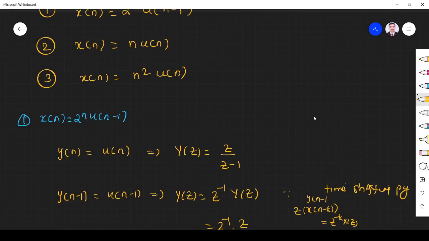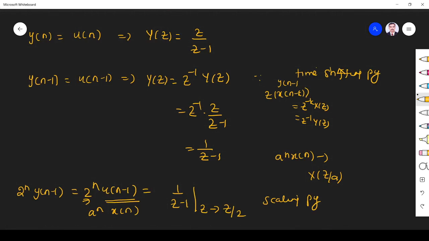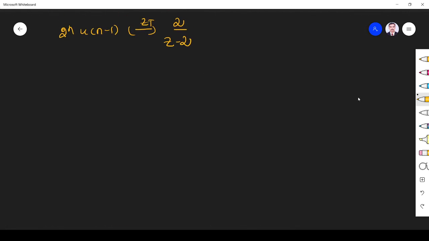Okay. Next problem. The second problem, x of n is equal to n into u of n, right?